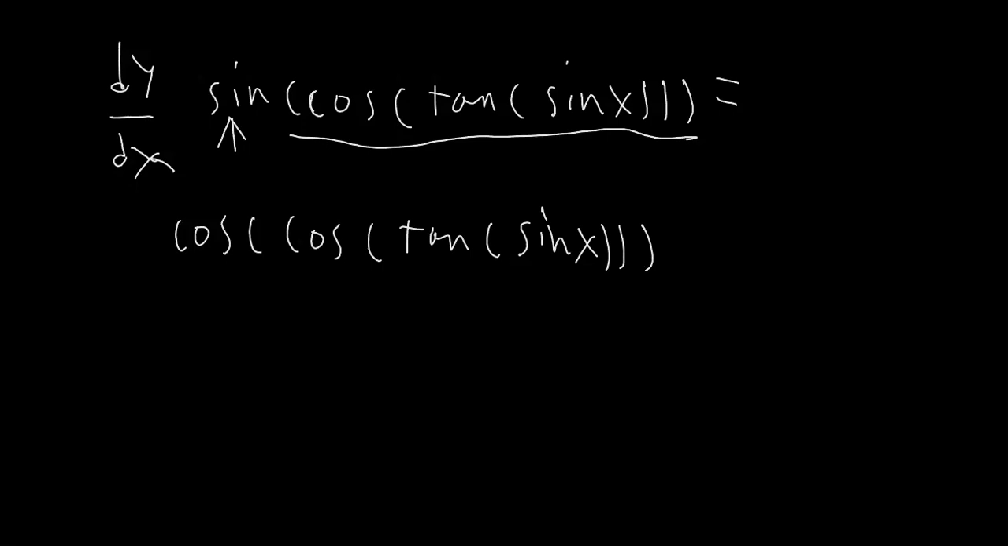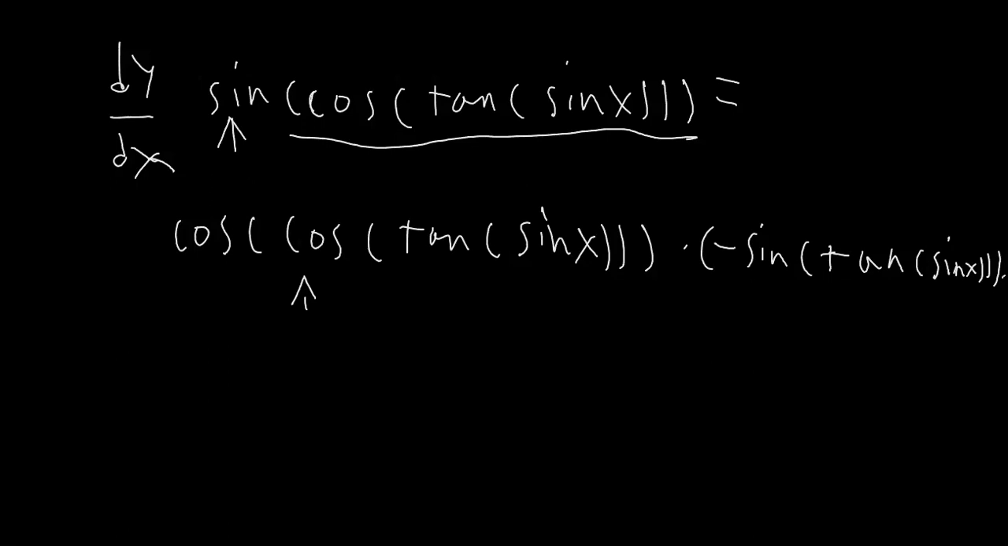Now, we take the derivative of cosine, which is negative sine of x. So then we get negative sine of tan of sine of x. Sorry if that's a bit too small for you.